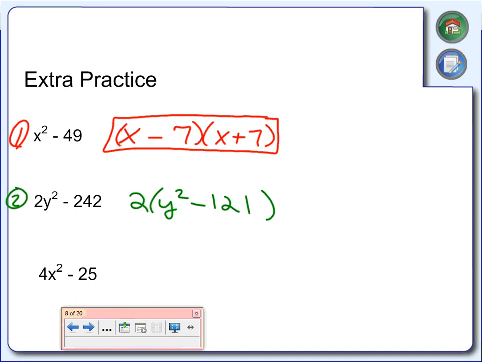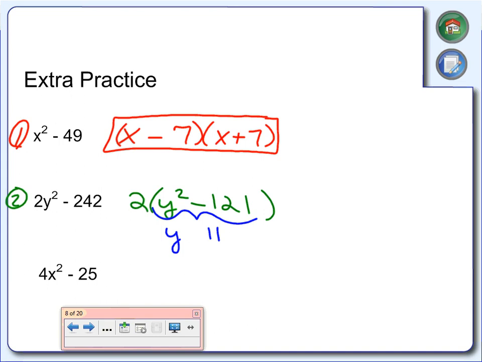Negative 121. Now what's going to happen is some of you are going to stop right there and say, all right, I'm done, that's the answer. Well, no. You always got to check what's in the parentheses. You may be able to factor this some more, which in this case we can. We can do that difference of squares. So if we ignore this 2 for a minute, I want to factor this. So just like we were doing up here, number 1, we're going to take the square root of y squared, which is a y. We're also going to take the square root of 121, which is, what is the square root of 121? 11.